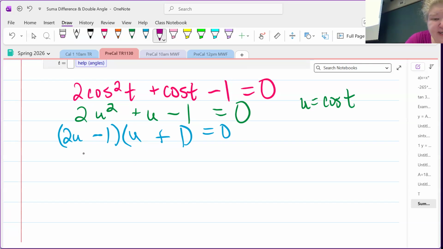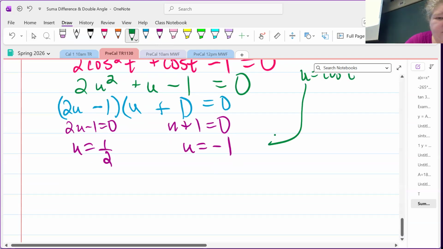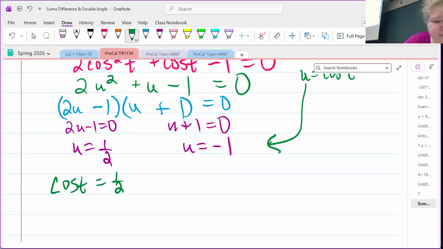So now that I have it factored, I set each factor equal to 0. 2u minus 1 equals 0. So add 1, divide by 2. We have u equals a half. And u plus 1 equals 0 gives us u equals negative 1. So I did a lot of work, but those are the u solutions. If you did the quadratic formula, these are the two numbers you'd get out of negative b plus or minus, after you do the plus 1 and the minus 1. But now we've got to bring our substitution back. Cosine of t is 1/2. Cosine of t is negative 1.